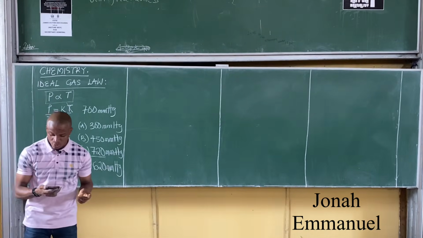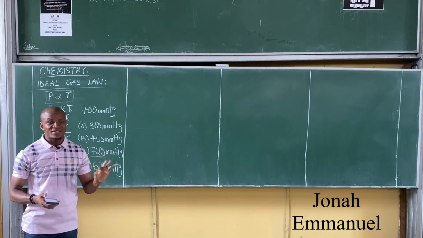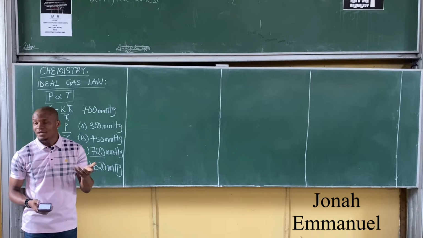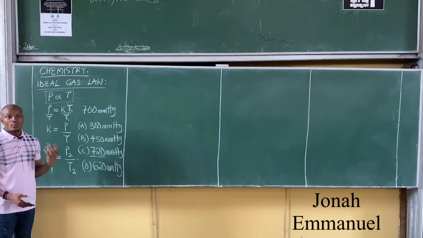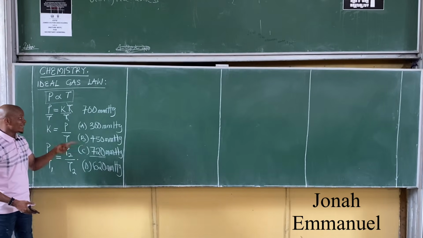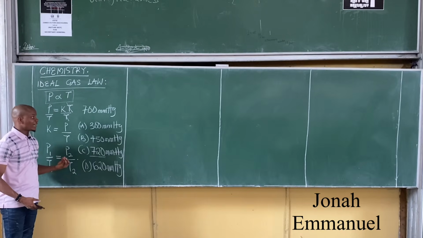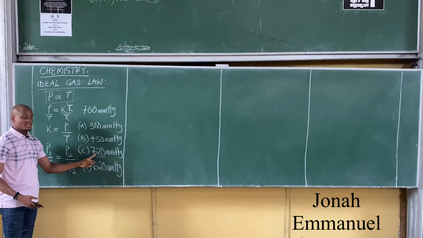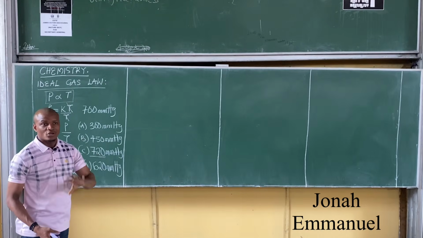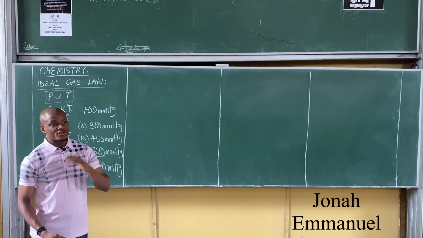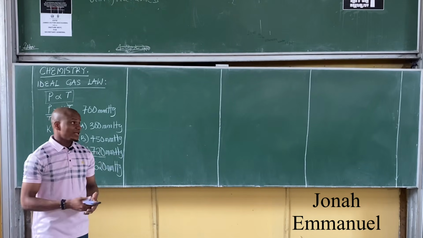Look at the question. My first temperature was 30 degrees Celsius. It increased to 150 degrees Celsius, so that's an increase. It means my pressure should also increase. So whatever answer I get should be greater than 700. That's the concept. The only option that's actually greater than 700 is 720. Please, always note your variation. If it's direct, as one is increasing, the other is also increasing. Right? Alright, let's start this one.